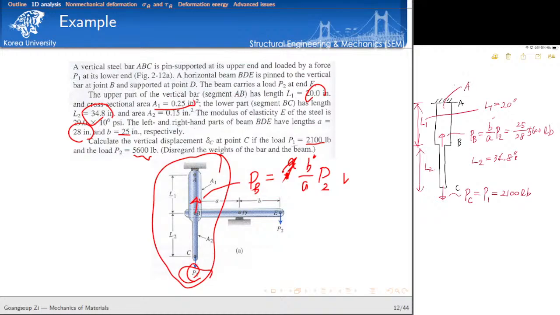So AB is 0.25 inches square. And then here BC is equal to 0.15 inches square. Is it clear, right? So now we are ready for our analysis. So the very first step that we have to do is what?